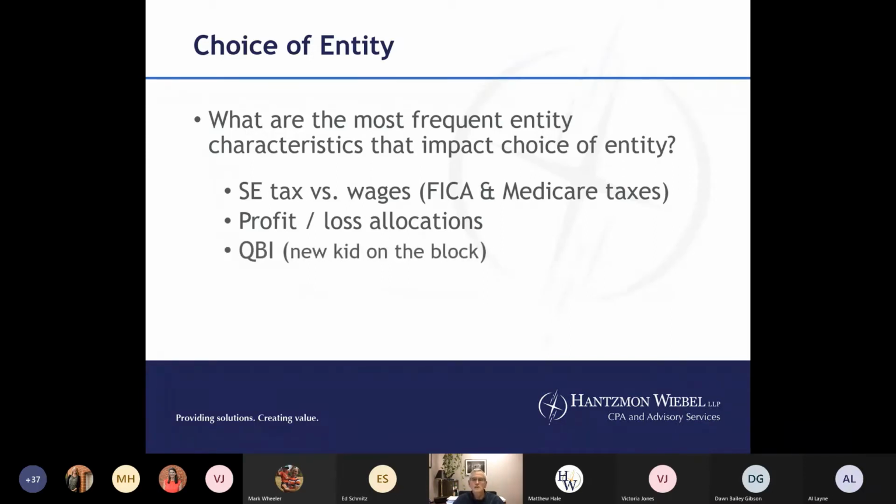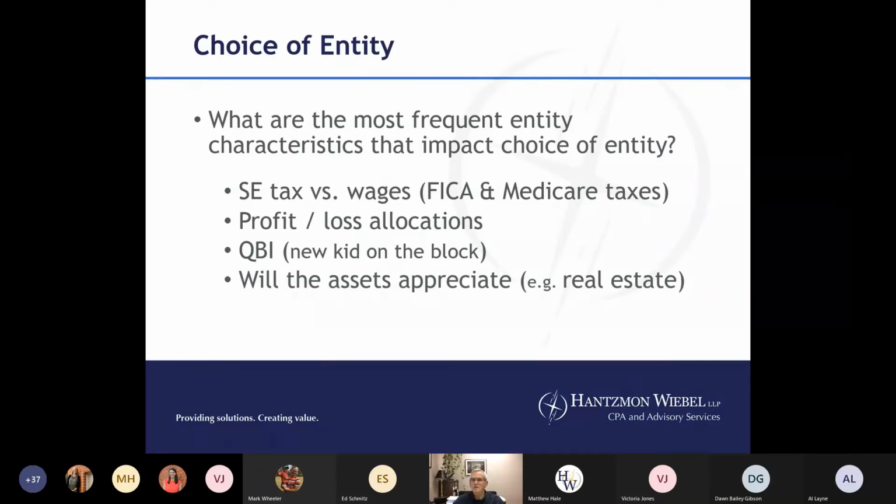Kind of a new kid on the block that came about a couple of years ago is the qualified business income deduction, the QBI deduction. That's clearly something new. Will the assets appreciate? If I'm putting real estate in an entity and I expect the real estate to appreciate, some entities will appreciate more than the others.